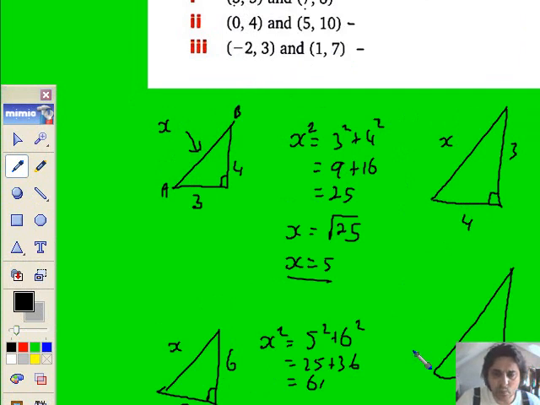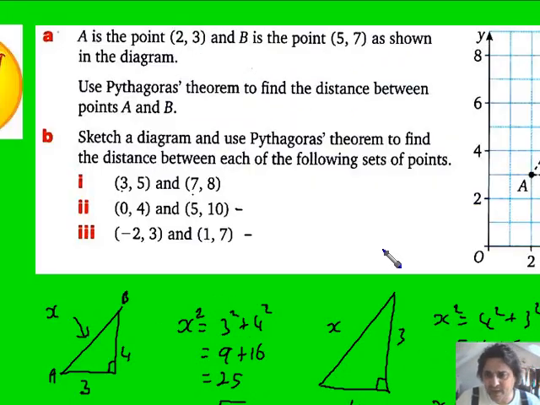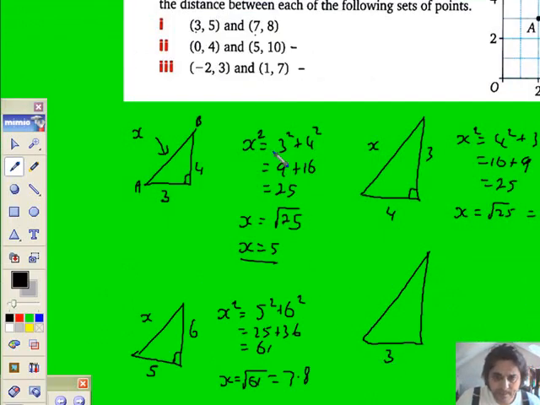From -2 up to 1, we've gone 3 units across. And from 3 up to 7, we've gone 4 units up. So that's really, really dull. It's another 3, 4, 5 triangle. So straight away I know my answer is 5, and I'm not going to worry about that.